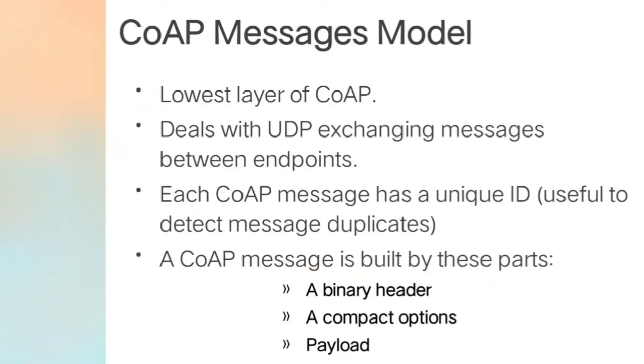CoAP message model. This is the lowest layer of CoAP and it deals with UDP exchanging messages between endpoints. Each CoAP message has a unique ID. This unique ID is very useful to detect duplicate messages. And these are the basic parts in a CoAP message. What are the three basic parts? A binary header, compact options and payload. These 3 parts are involved in a CoAP message.